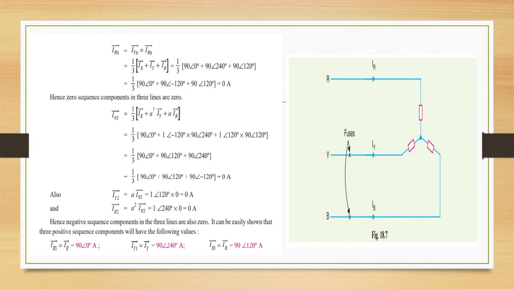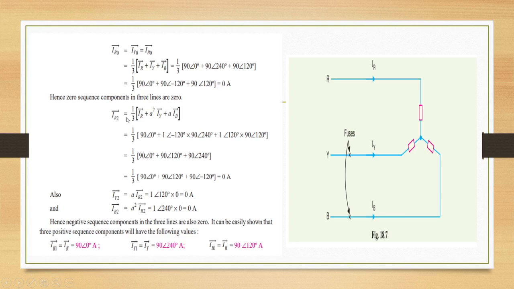So this is the diagram showing 3 phases R, Y and B, and the current through them is IR, IY and IB. These are the fuses here in Y and B phases. IR0 is equal to IY0 is IB0, that is 1/3 of IR plus IY plus IB. After substitution we will get the value of IR0 as 0 amps. Zero sequence components in 3 lines will be 0.